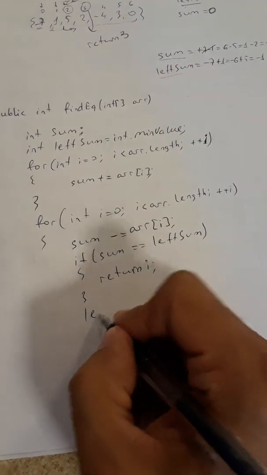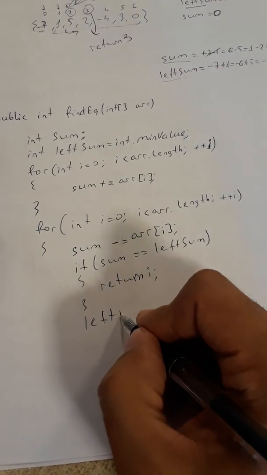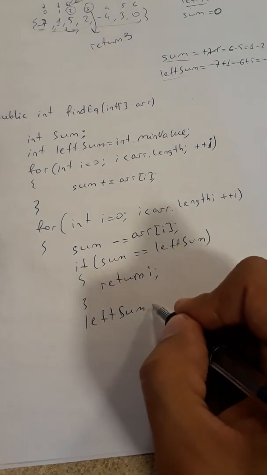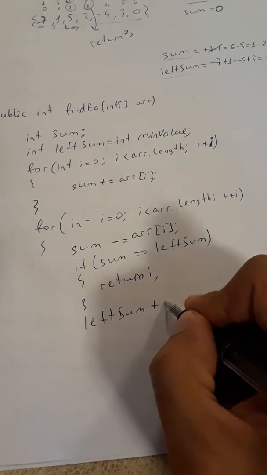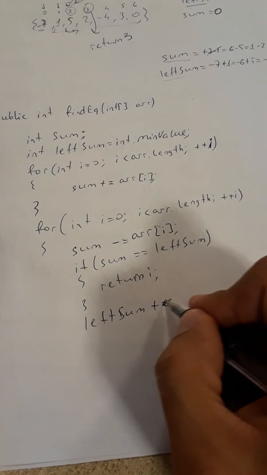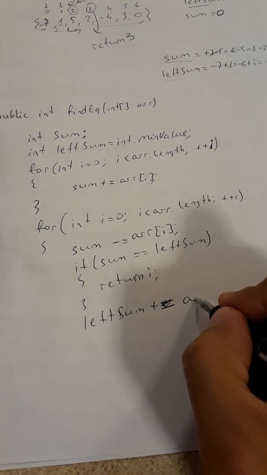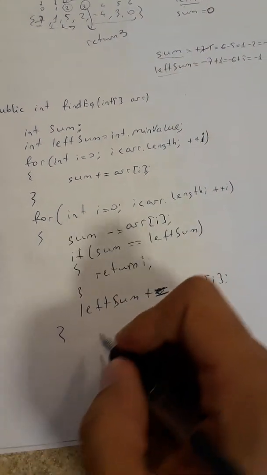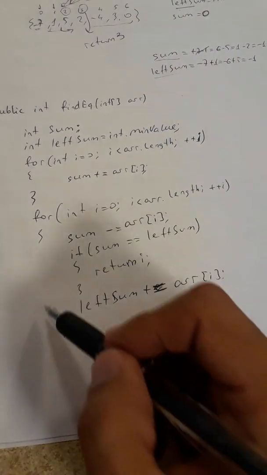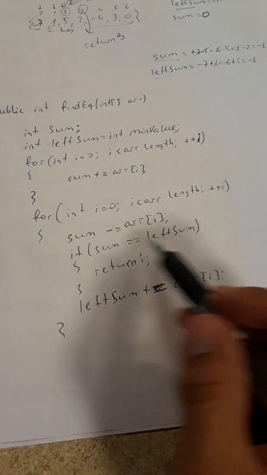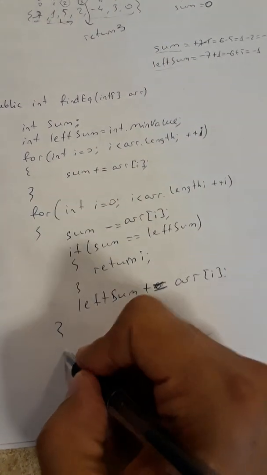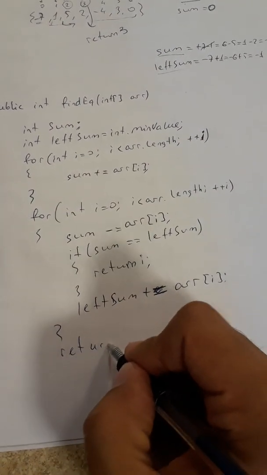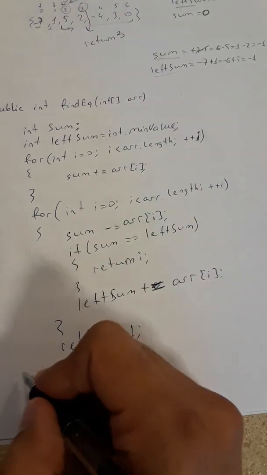If it's not, before starting a new for loop, we'll just increment our left sum by that element from the array. And if we're not able to find the equality of sum and left sum within this for loop, we'll just return -1, meaning that there is no equilibrium index.